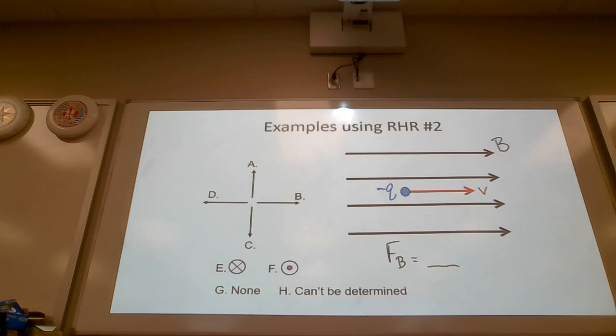Okay, so no force. Some part of it has to be moving perpendicular. Some part of the velocity has to be perpendicular.